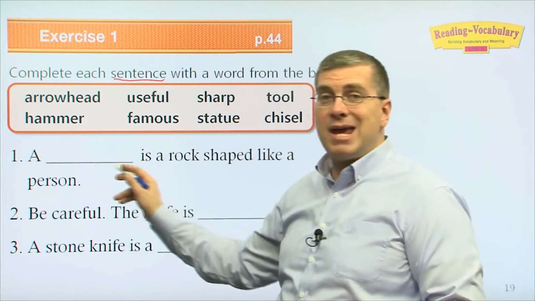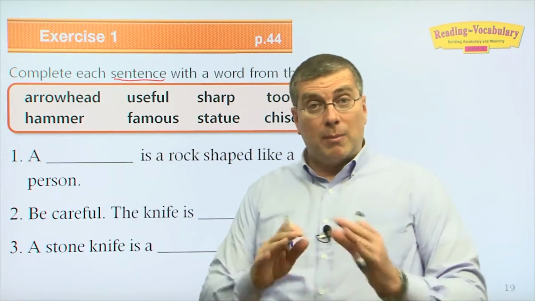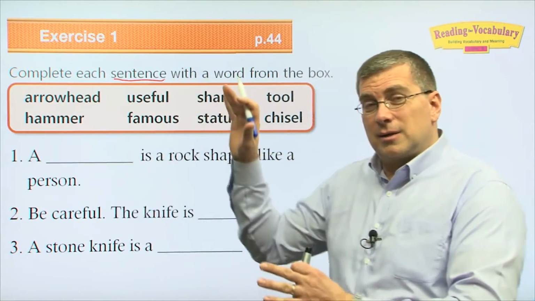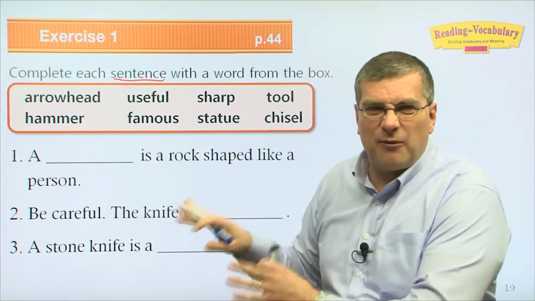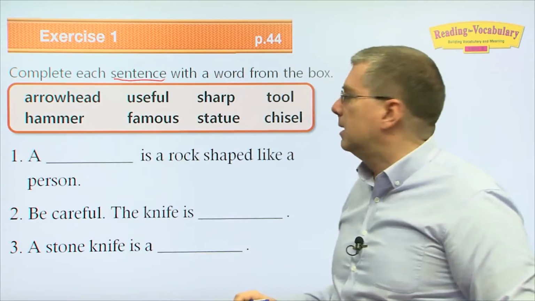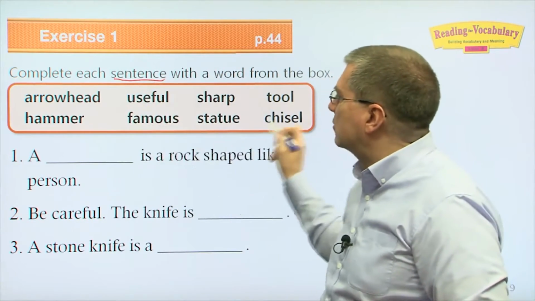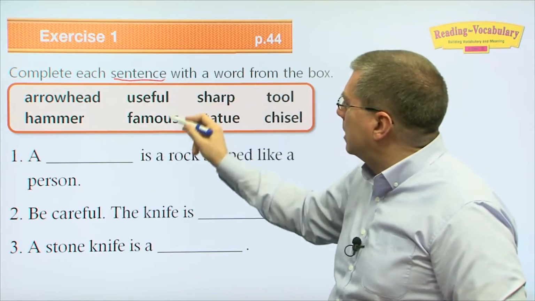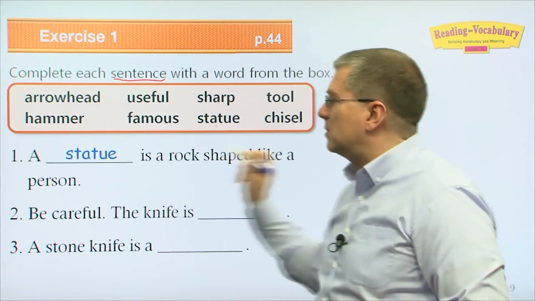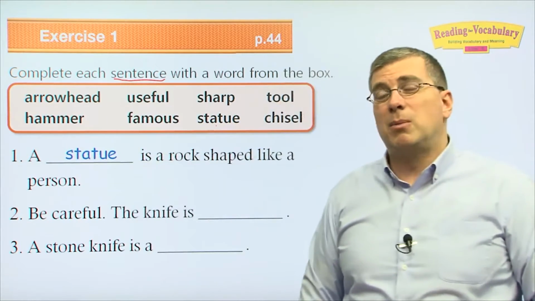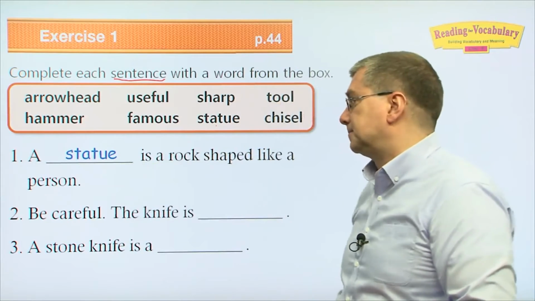Number one, a beep is a rock shaped like a person. Remember, we saw that rock. Many people were looking at it. It was very old. She didn't have pants on. I made a joke about that, right? What kind of rock is shaped like a person out of these words? Well, here we look around. We see the answer right there. A statue is a rock shaped like a person. And remember, it takes a very good artist to shape a rock like a person.